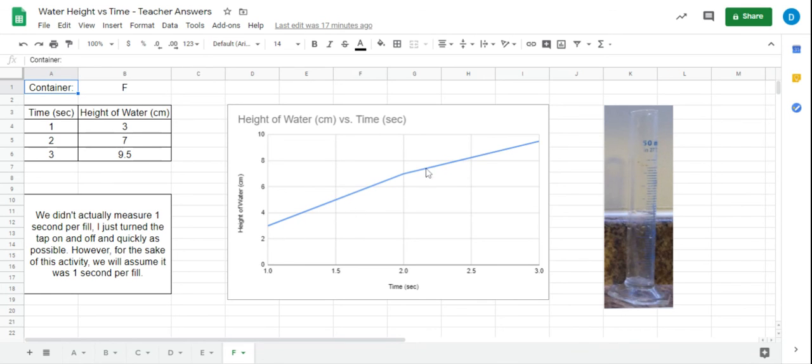So the shape of the graph tells us about the shape of the container, and the steepness, how steep the slopes are compared with each other, tells us how narrow the container is or how much wider the container is, relatively speaking. We're going to end this video here, and then I will work through a few questions from the homework sheet as well.